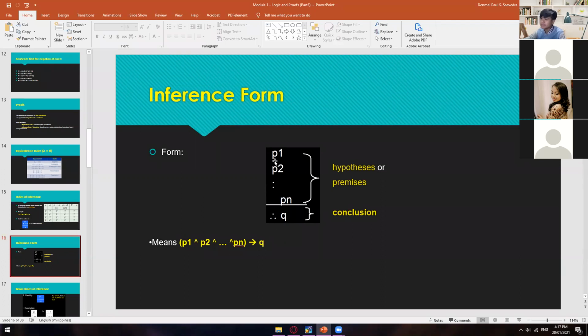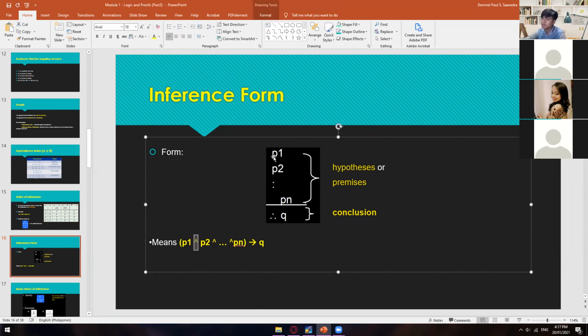Okay, so again, the separator here, so this is your first hypothesis. The separator here is the "and" or the conjunction symbol. So we read this one as P1 and P2 and so on and so forth. Conditional, so this conditional here is actually equal to this horizontal line. So P1, P2 up to Pn implies the letter P. All right, so that's how you read this inference form.